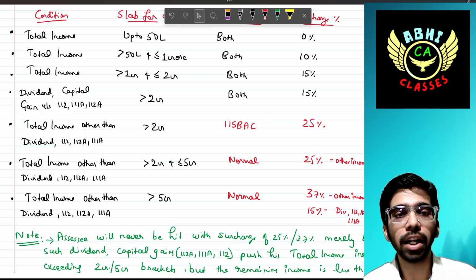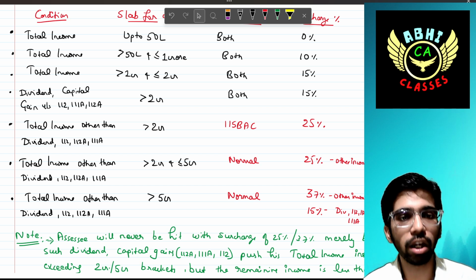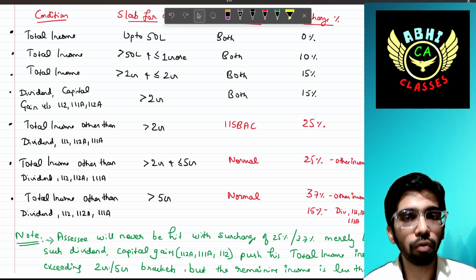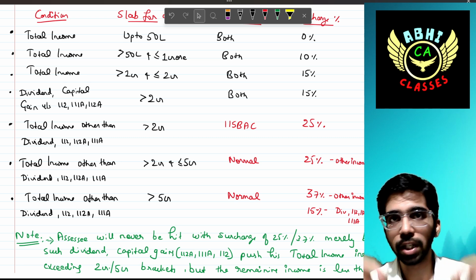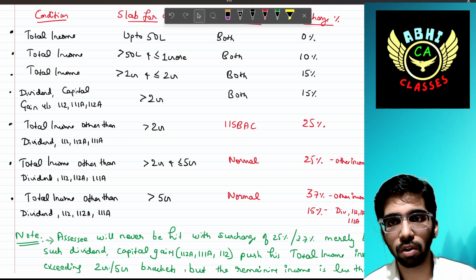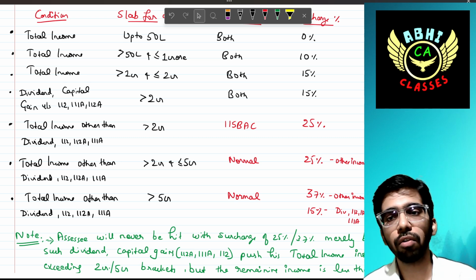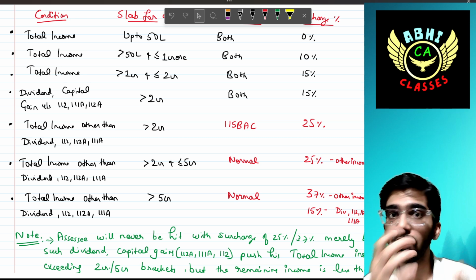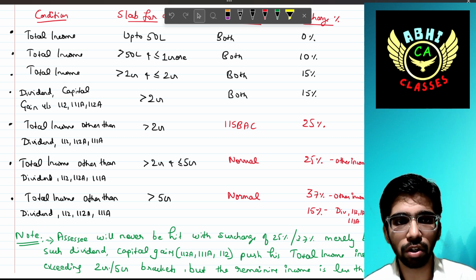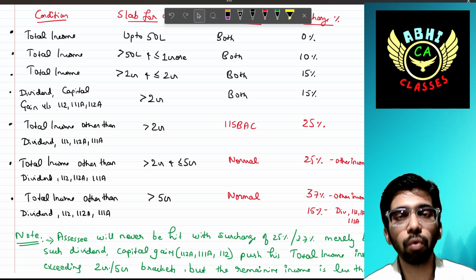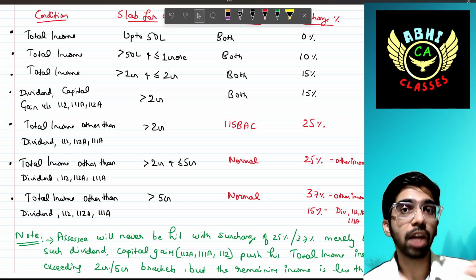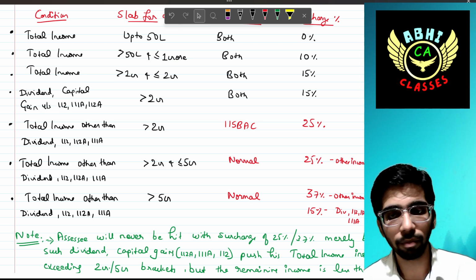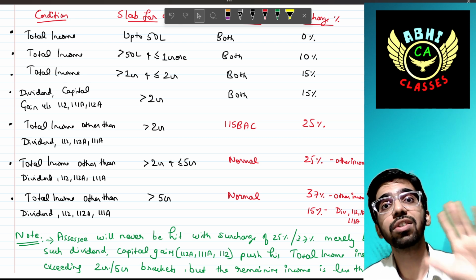Okay. And if your total income other than dividend, 112, 112A, 111A, lies between 2 crore to 5 crore, and you are opting for the normal, that is the old tax regime, then 25%, only for other income. Because for special income, it is 15%. Simple. Next, total income other than dividend, 112, 112A, 111A, more than 5 crore. If you are opting for the old tax regime, then the surcharge is 37%.